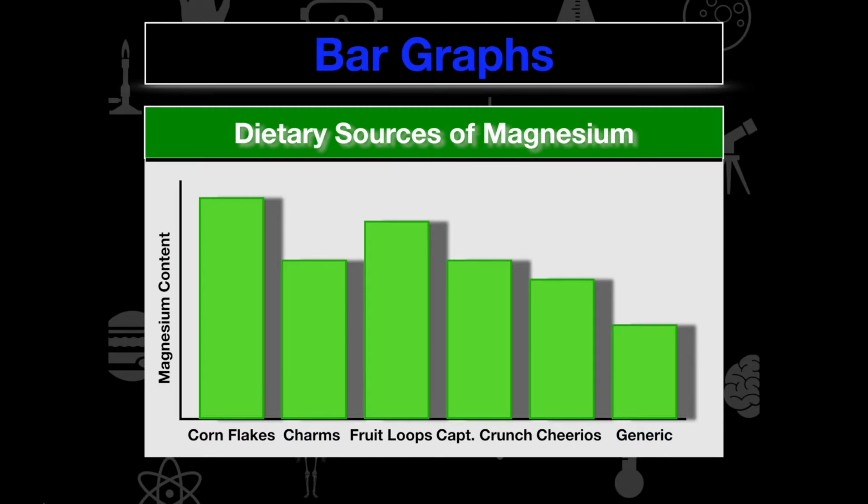cereal. And we can immediately tell, well, Fruit Loops and Corn Flakes are giving us the most amount of magnesium, while Cheerios, the generic brand, and Lucky Charms are not giving us as much. And it's allowing us to compare different categories and quantities among those categories.